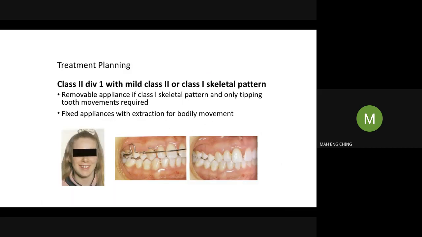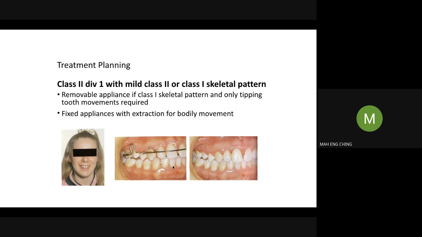So treatment planning for Class 2 Division 1 with a mild Class 2 or Skeletal 1 pattern, which is not severe. Like we said before, for a severe case, most of the time we deal with surgery. But if they come in mild or maybe moderate, or the patient has a Class 1 skeletal pattern or mild Class 2, then a removable appliance can be done, just to do some simple tipping.